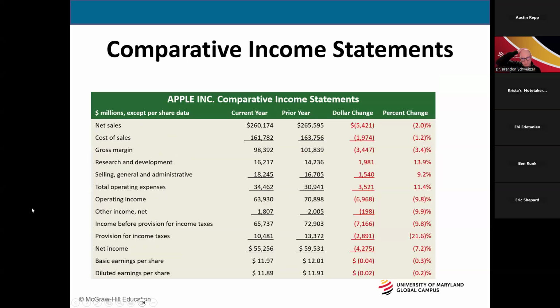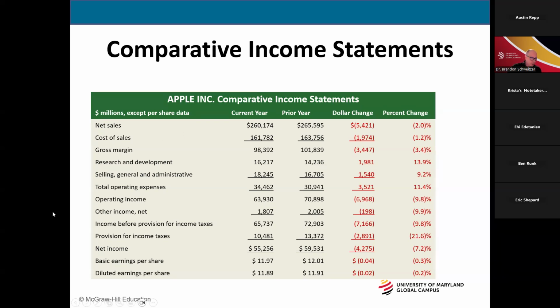This is what it looks like on the income statement year to year. So current year minus prior year gets me dollar change. Current year minus prior year divided by prior year gets me percent change. And that is how we perform a horizontal analysis.